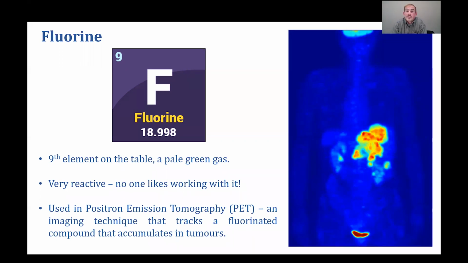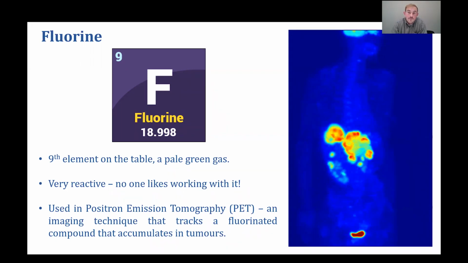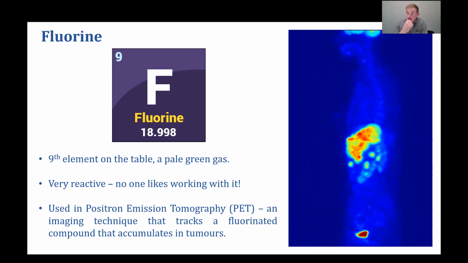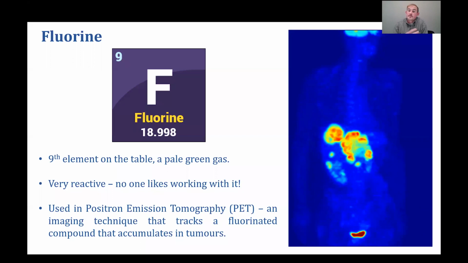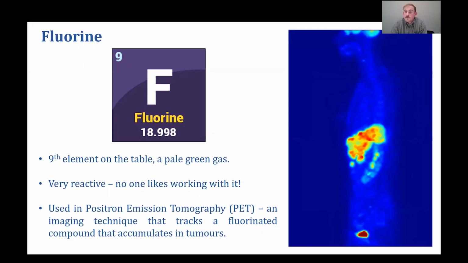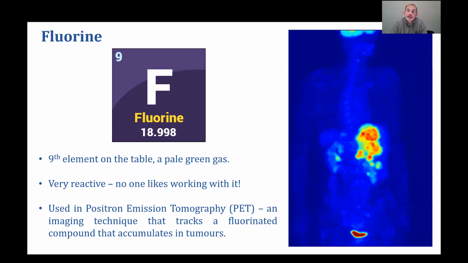So you can see here on the right-hand side, a PET image where someone's got tumors in their liver, and the glucose that's being taken up by these tumors is being lit up because the fluorine is being shown by this PET imaging.